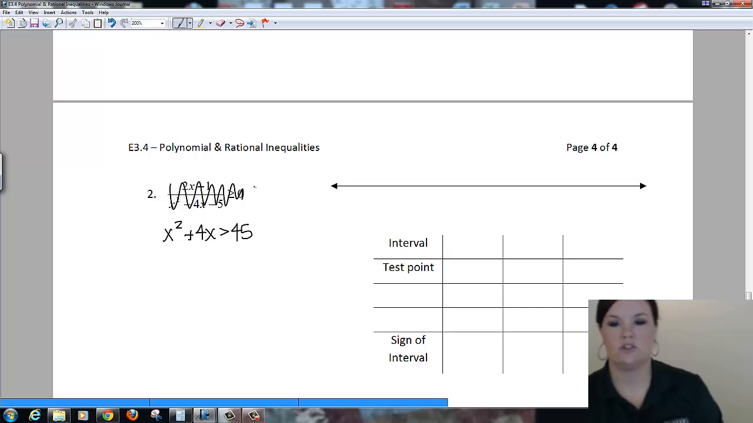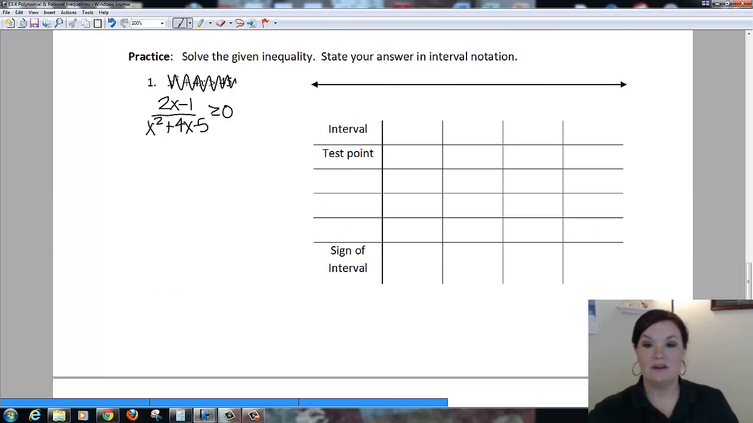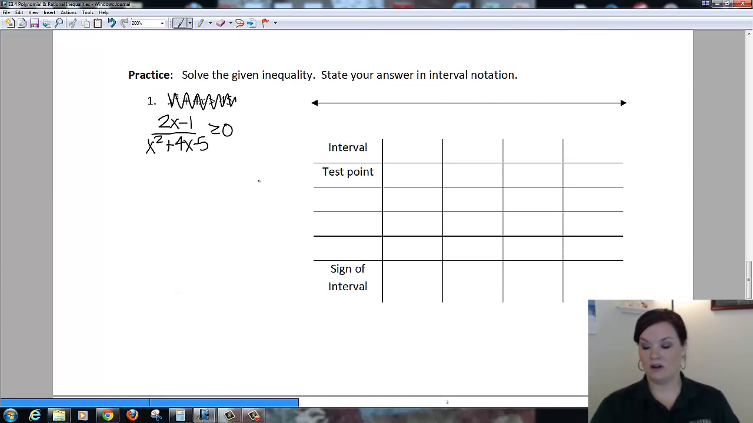Okay, so we're just switching number 1 and number 2 so that the tables match the given problem. Okay, number 3 is fine. So I'm going to give y'all a few minutes to work through the practice problems, and then we'll go over them. Okay?